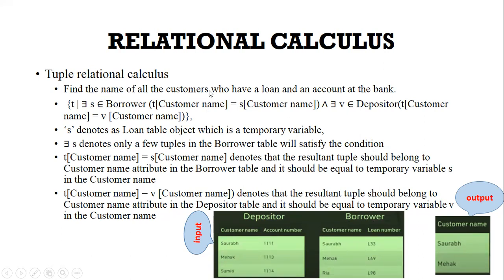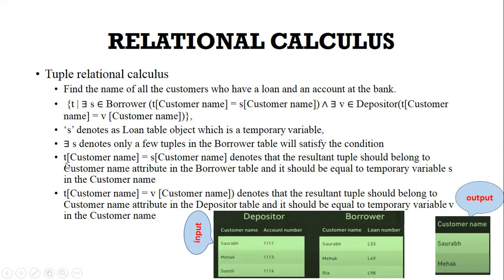Find the name of all the customers who have a loan and an account at the bank. So we want to concentrate only on the customer name, where the customer should be a depositor. He should have the account as well as he should have the loan. That is what we are mentioning here. So S denotes the loan table object, which is a temporary variable.